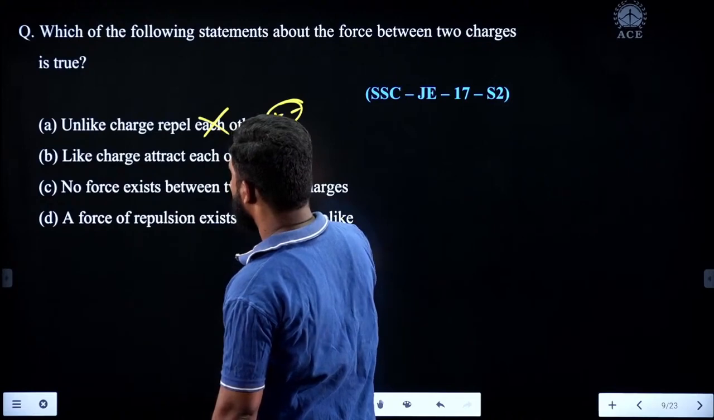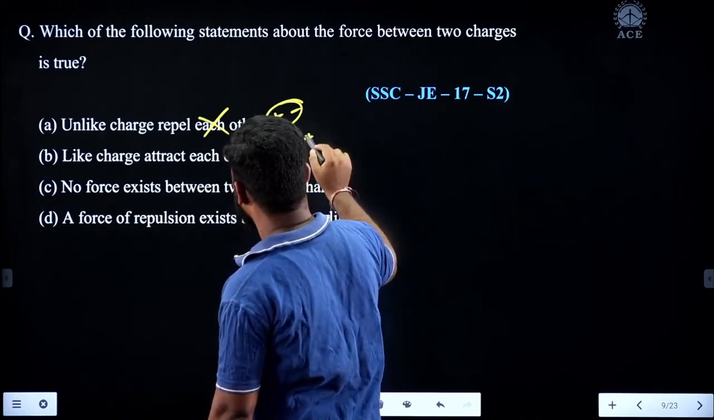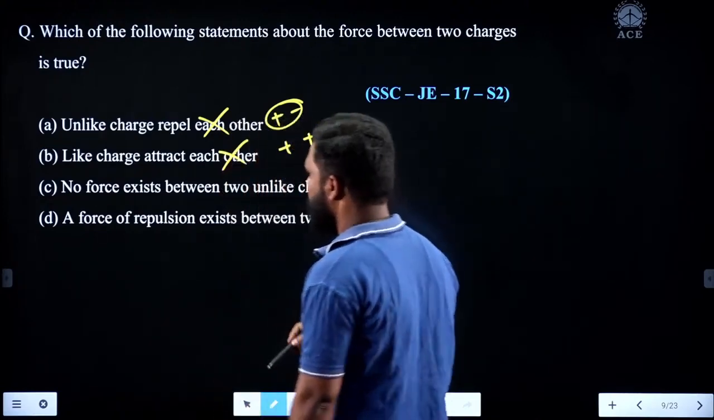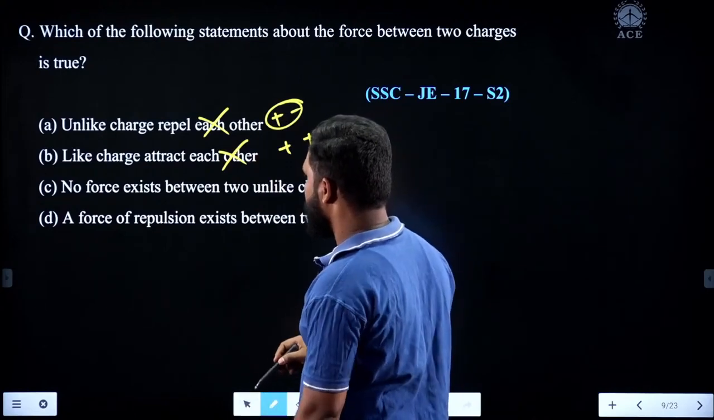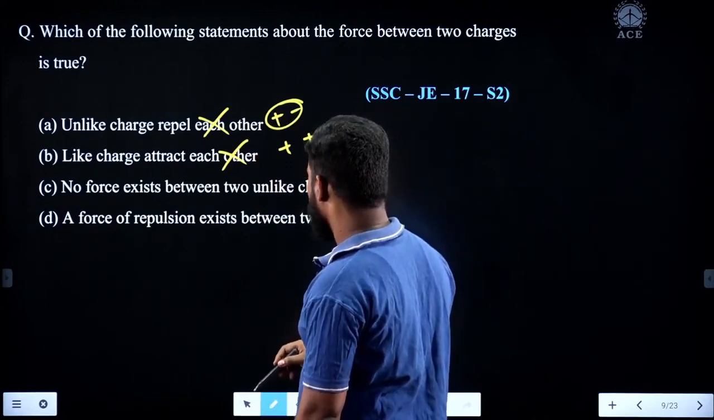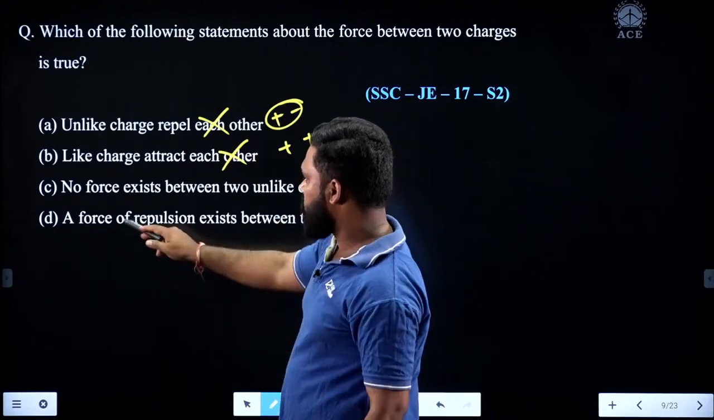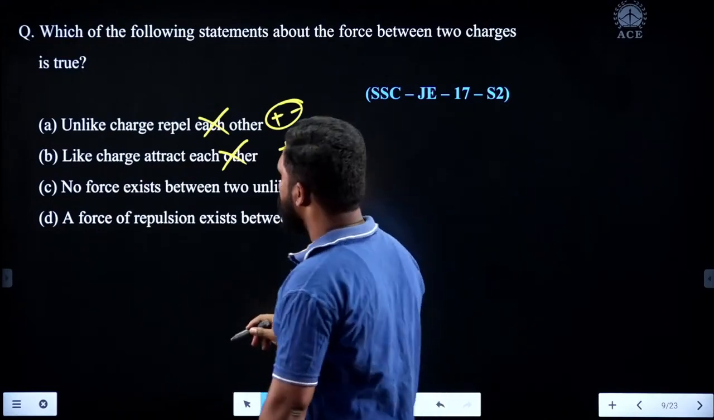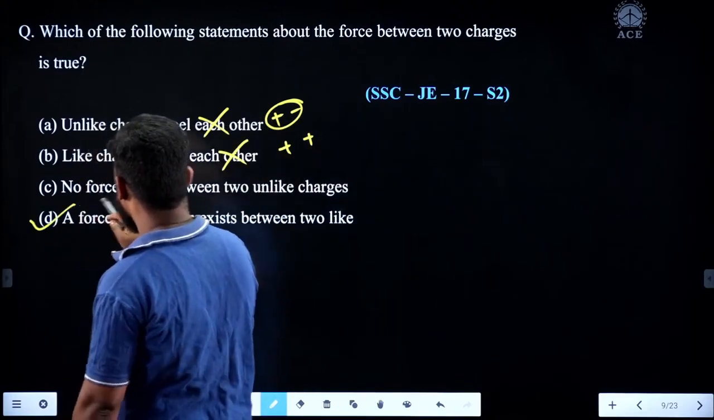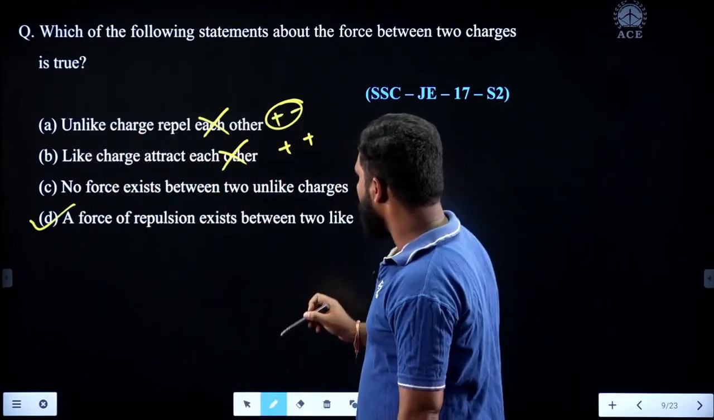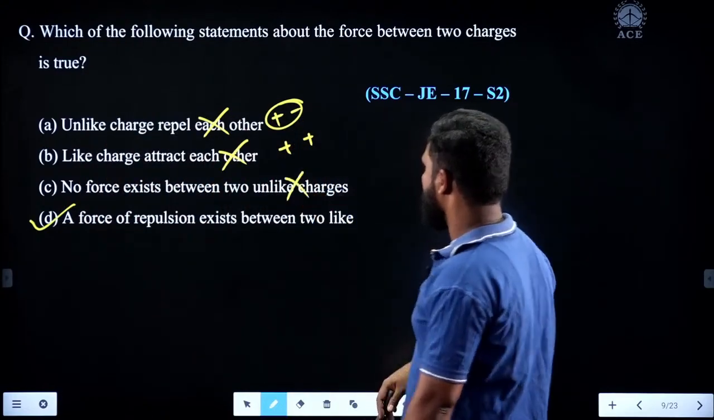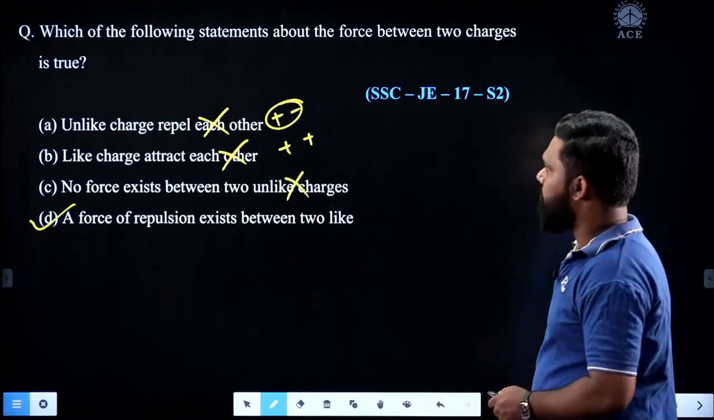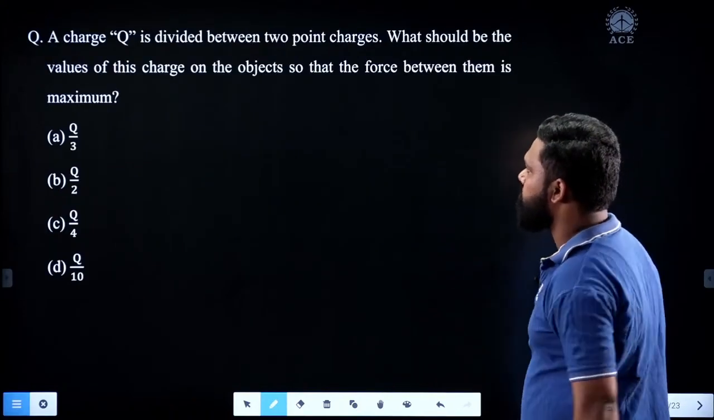Second one, like charges attract each other. No, positive, positive will not attract. This statement is wrong. No force exists between... A force of repulsion exists between two like charges. Yes. So this is a correct statement. No force exists between two unlike charges. No. So option D is the answer. Fine. Next question.